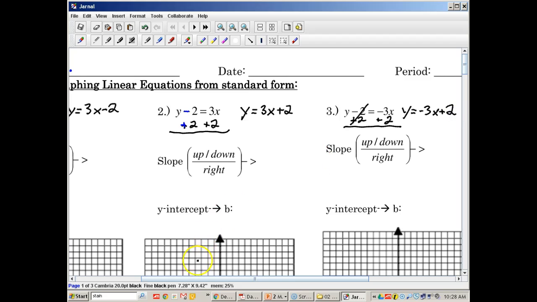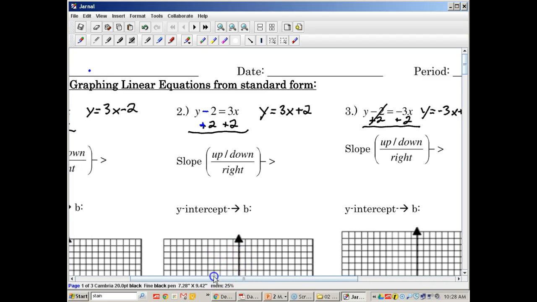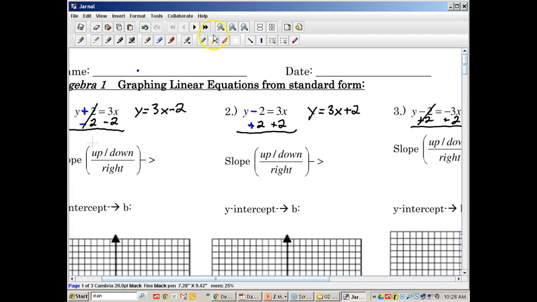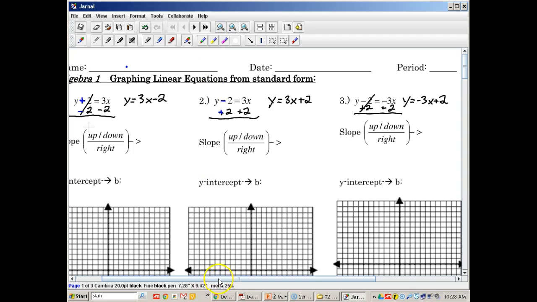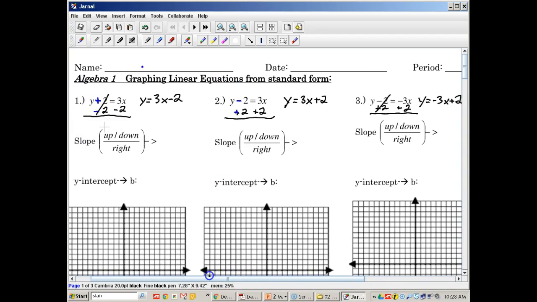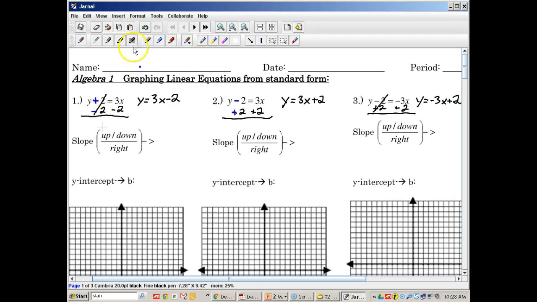And there you go. So those were the medium, pretty simple case. You just had to add or subtract one thing. Notice how there's no number in front of the y, so we didn't divide both sides by anything here. Okay, so let's go through and just graph those. Identify the slope and y-intercept, and then graph them.